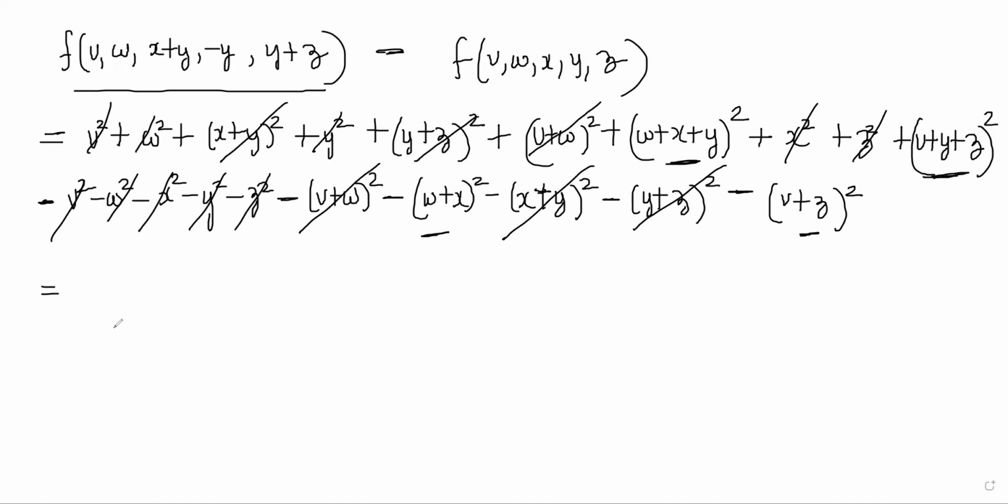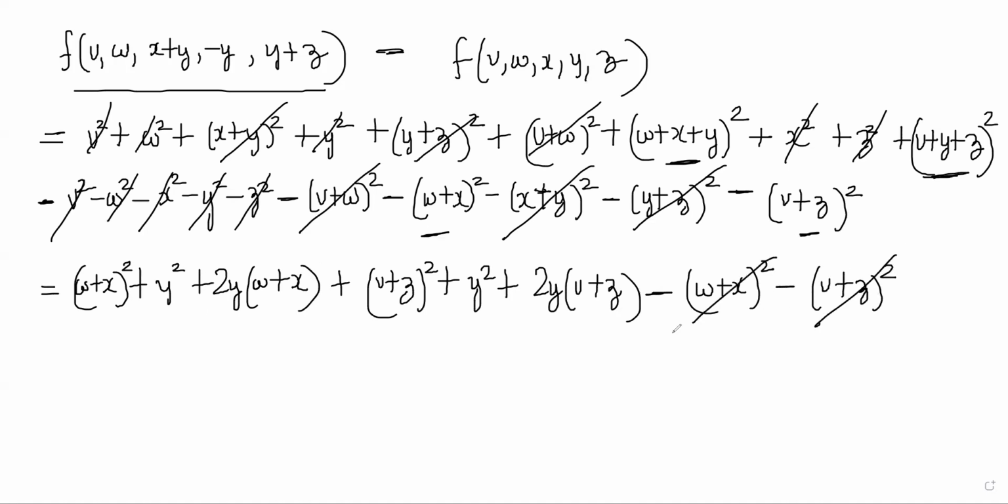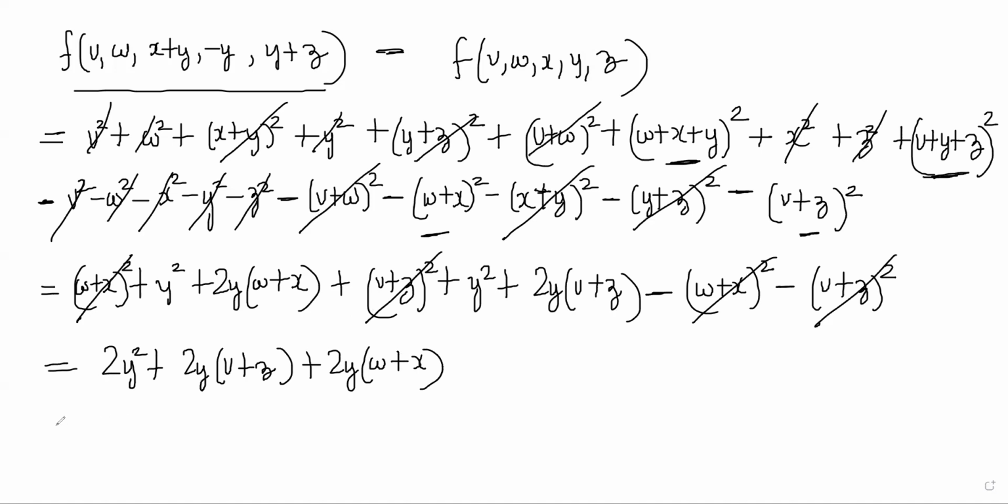So think about it. This can be expanded and written as (w plus x) whole square plus y square plus 2y(w plus x). And this can be written as (v plus z) whole square plus y square plus 2y(v plus z). And we have subtraction, (w plus x) whole square minus (v plus z) whole square. So these two get cancelled here. And eventually we have 2y square plus 2y(v plus z) plus 2y(w plus x). And so we can take 2y common, and we have 2y times (y plus v plus z plus w plus x), right?